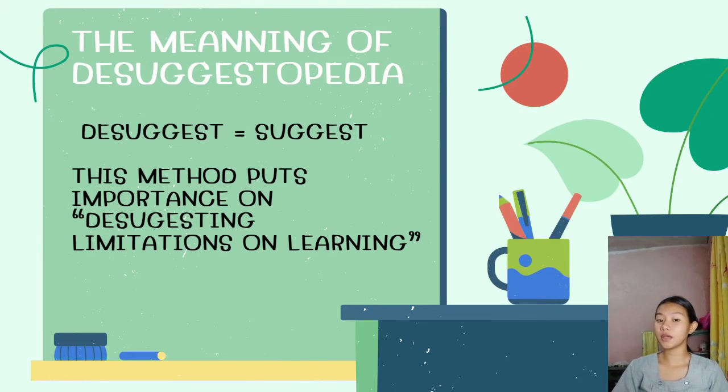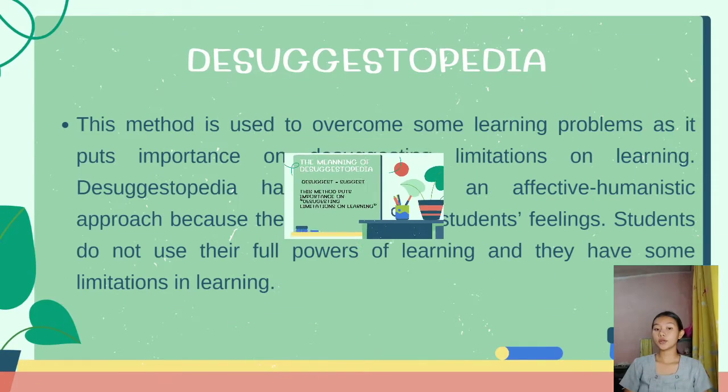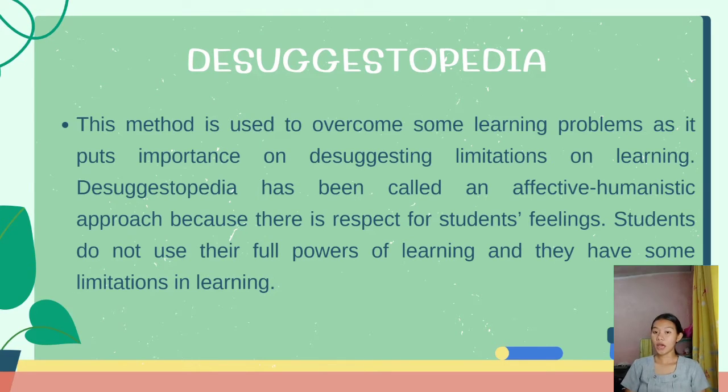Now, the meaning of Suggestopedia. Suggestopedia is an application of the study of pedagogy. This method puts importance on desuggesting limitations on learning. It is used to overcome some learning problems.